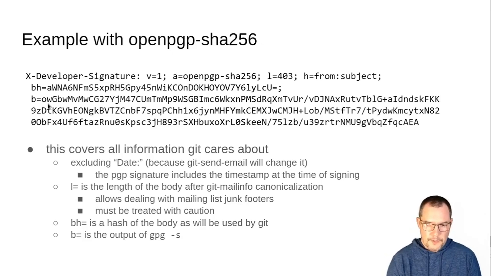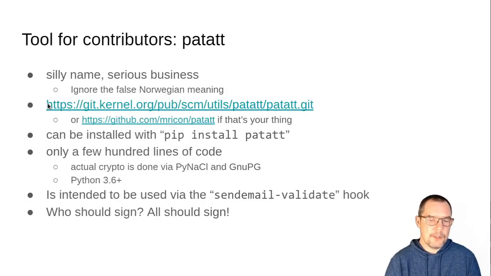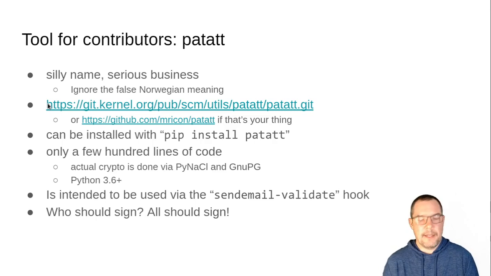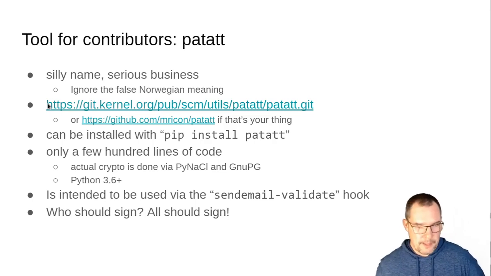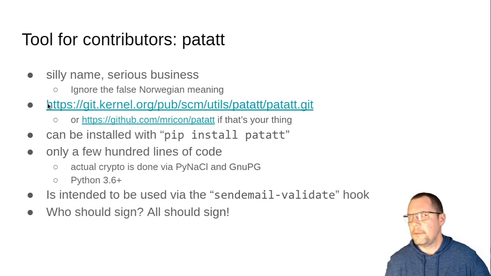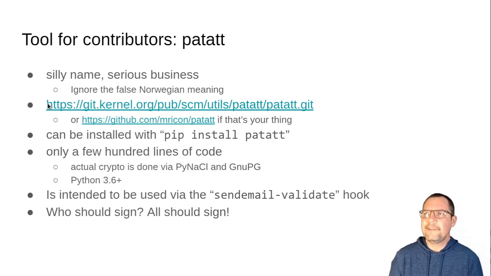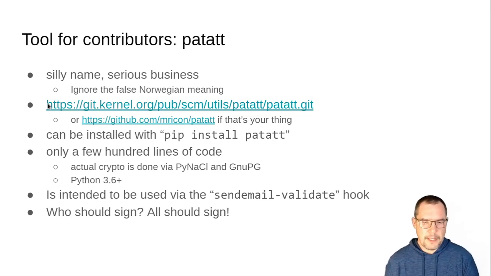Okay. So skipping to, we're obviously not going to do it by hand. I propose that we do it with a tool I wrote called patatt. Silly name, serious business. It means potatoes in a lot of languages, and I fully appreciate that. And apparently in Norwegian it means false, which is really strange to me, but it just happens to be that way. Doesn't really matter. You can clone it from git.kernel.org. There's the URL right there. You can clone it from GitHub, if that's your thing.